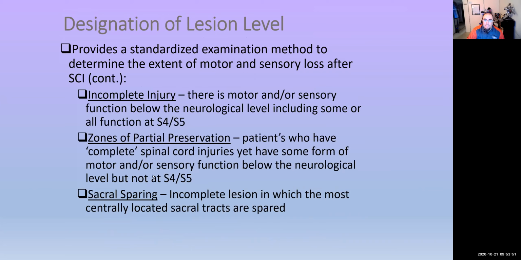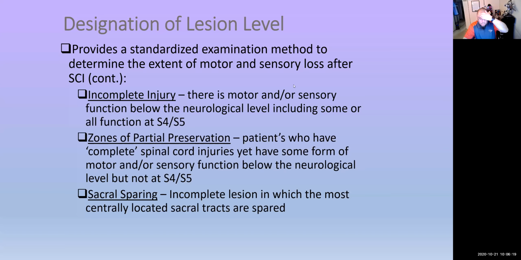So let's take a break before we talk about incomplete, because incomplete is a little bit more of a weird topic to talk about. So let's take a 10-minute break here. Let me get, where's my phone at? So let's take a 10-minute break. We'll come back here at about 5 after.